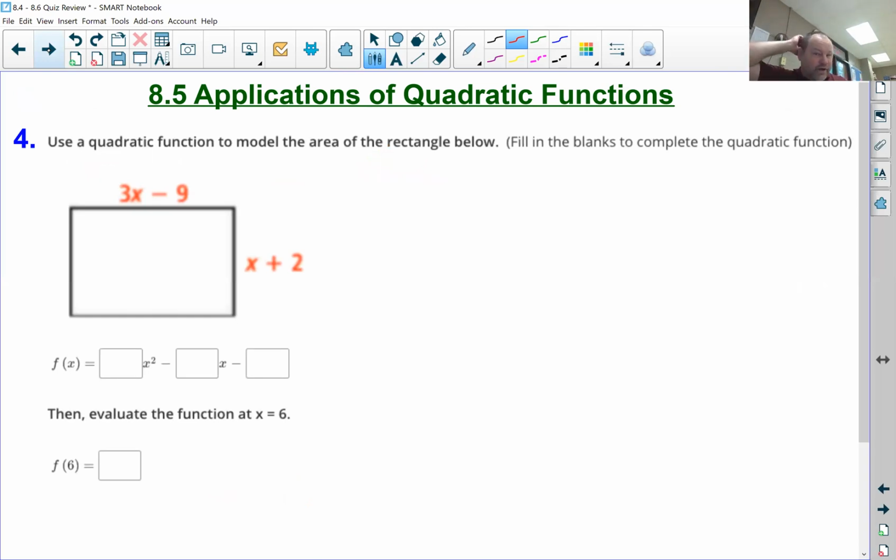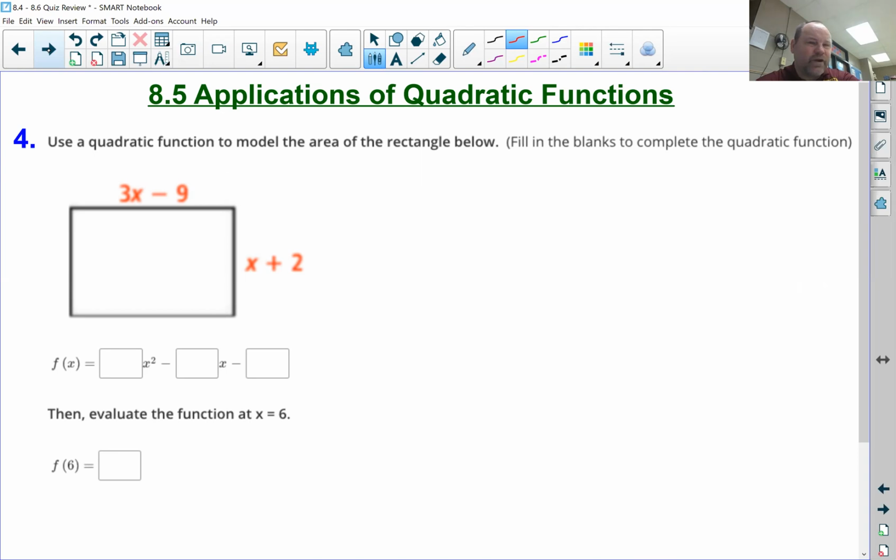Applications of quadratic functions. So we had 2 different types of applications. One was the area of a rectangle, where you again multiply using the box or FOIL method. You're going to get a function, which you'll fill in the blanks for the missing coefficients. And then we're going to plug in 6 for x and come up with the answer. Okay. So 2 different problems using this idea of a rectangle for area.